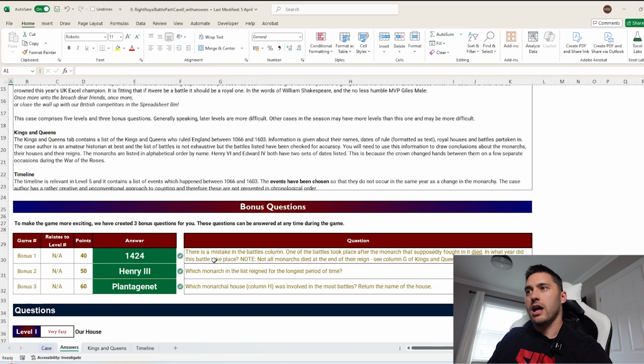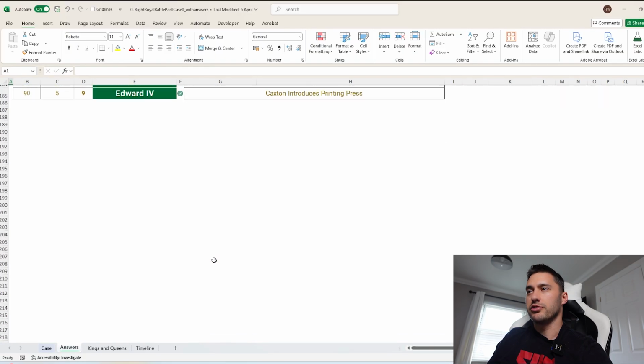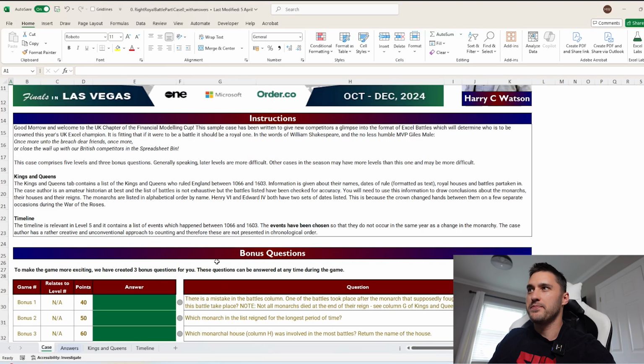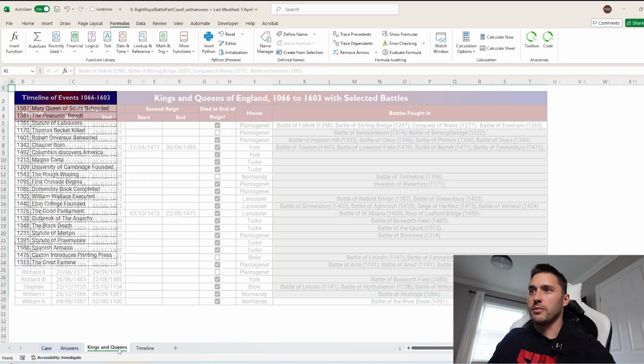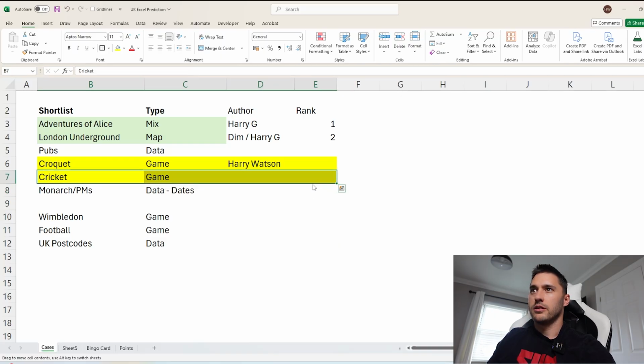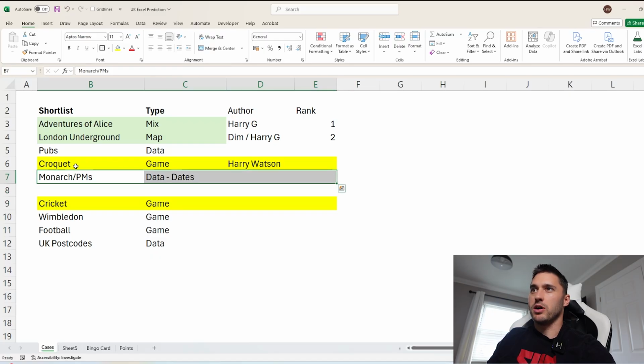So maybe actually this is a likely question. It also would introduce dates, which is something we haven't been tested on that much yet. So I do wonder on this one. So I think it's up there. It's up there with probably croquet, but not as high as pubs.